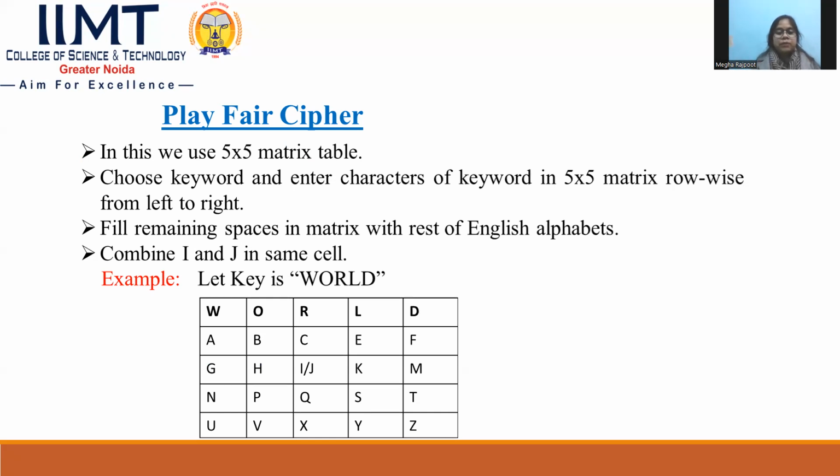Suppose we take an example, and the key is the word WORLD. First we design a 5 by 5 matrix. We draw a 5 by 5 matrix. So first the matrix is filled by the key, WORLD, row-wise, and the remaining blocks are filled by the English alphabet, A, B, C, D, sequentially. But I and J are placed into the same block. So this is the example of Playfair cipher.